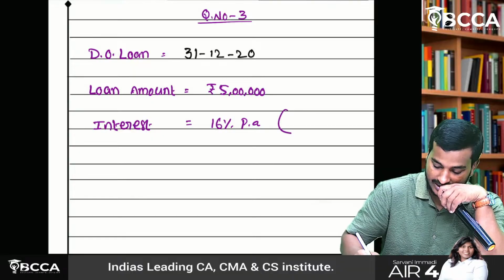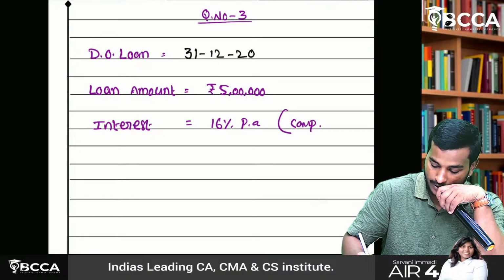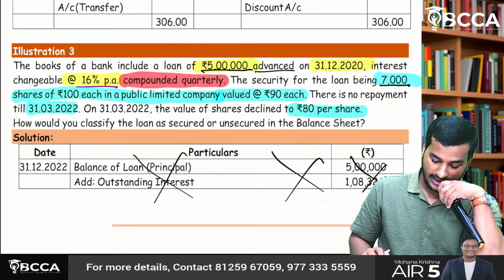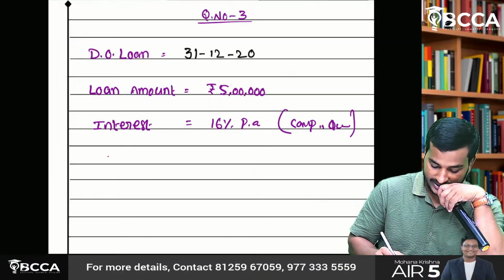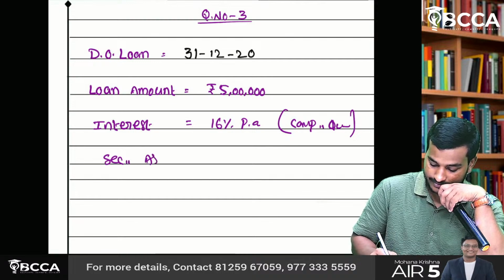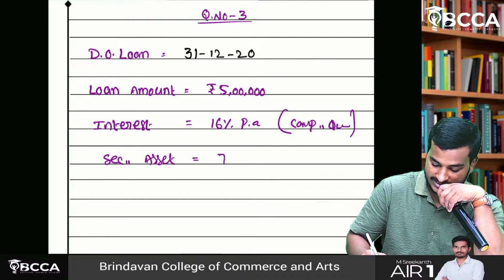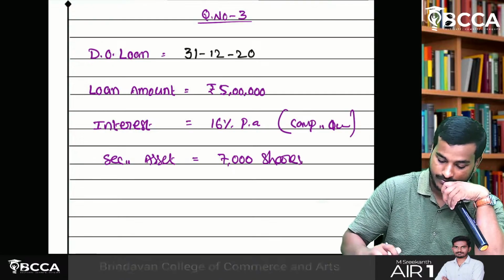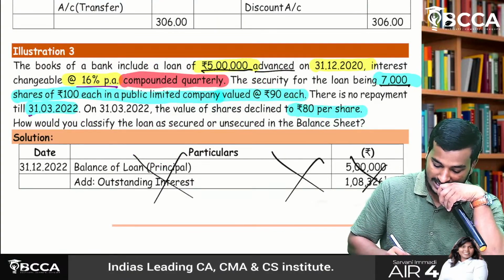But they are compounding quarterly. Secured asset equals 7,000 shares. Failure up to 31st March 22.